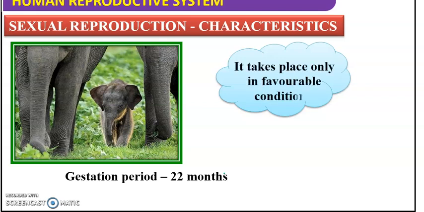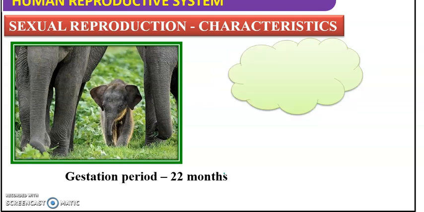And it takes place only in favorable conditions. Unlike asexual reproduction, sexual reproduction is limited to certain conditions. It cannot take place in every condition. There are certain conditions that the organisms have to meet, and the conditions should also be favorable, only then will sexual reproduction happen.